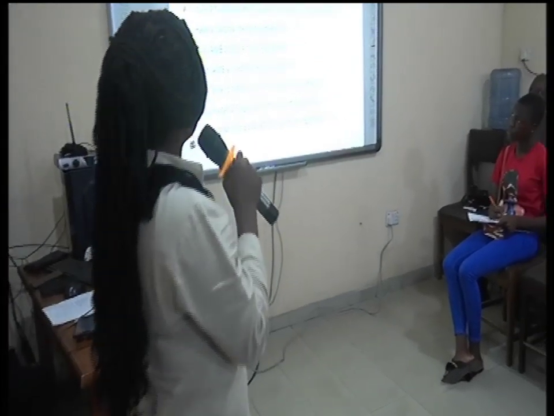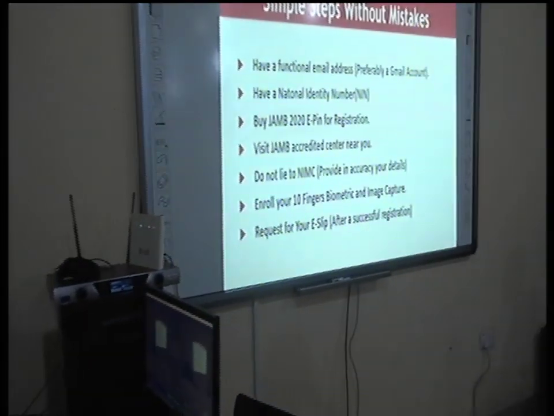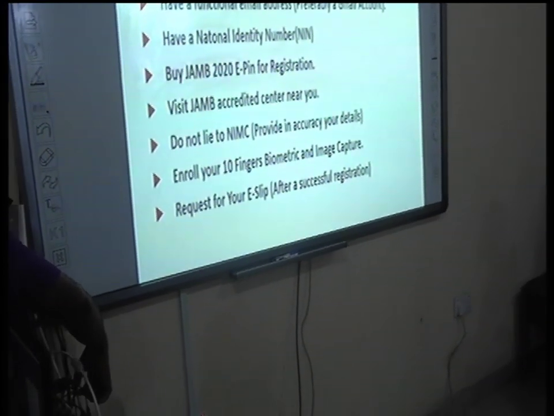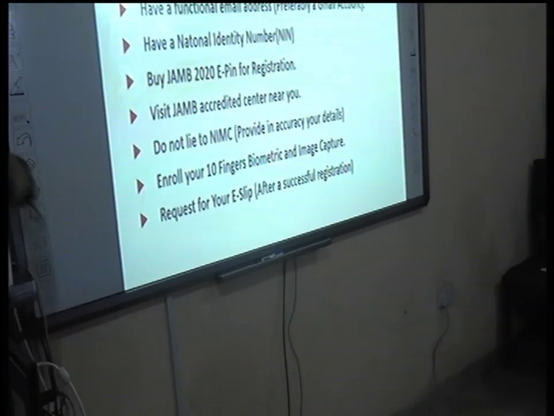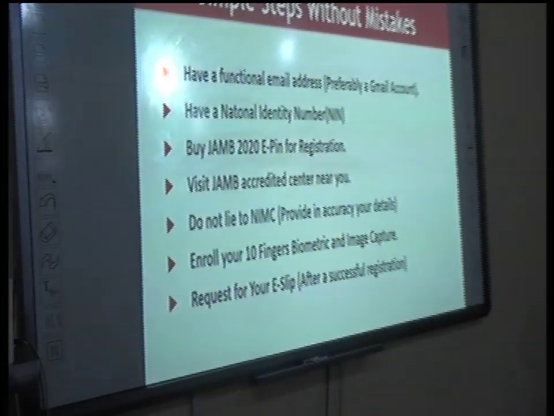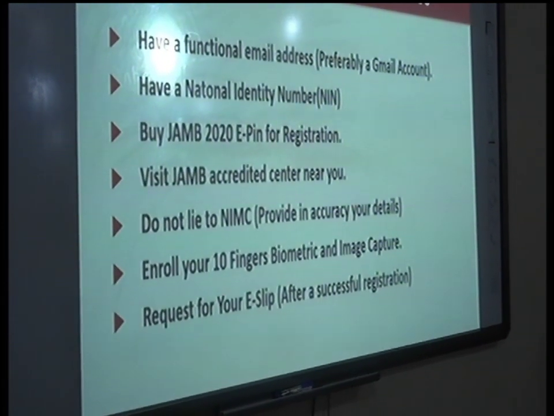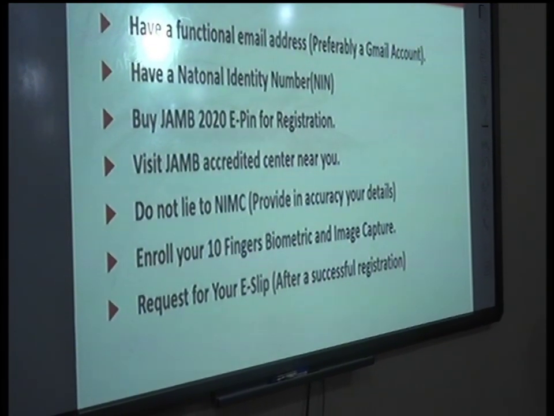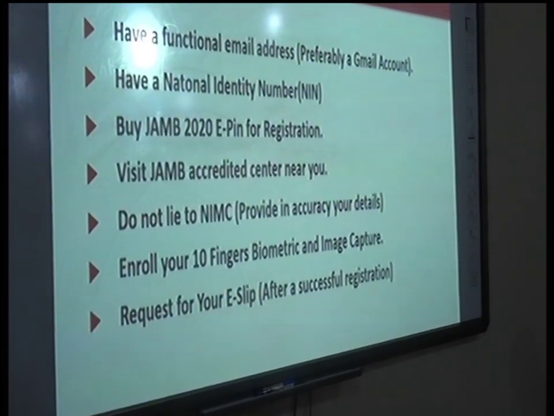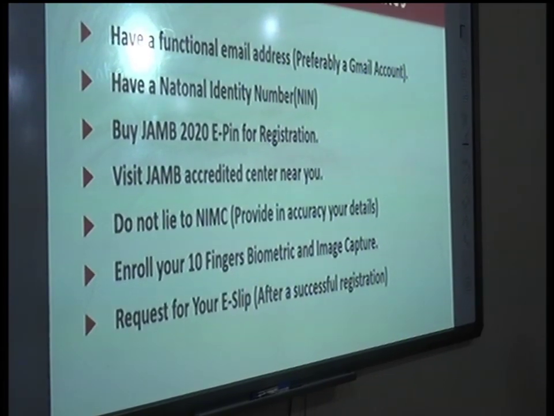Okay, so how to register for 2020. Okay, there are some things that you can do. There are some steps. I want to give you 7 quick steps. Number one, you must have a functional email address. How many of you have email address? If you don't have an email address, it's very easy to open an email address. You can open an email address with your phone, preferably Gmail. Open a Gmail account, right?